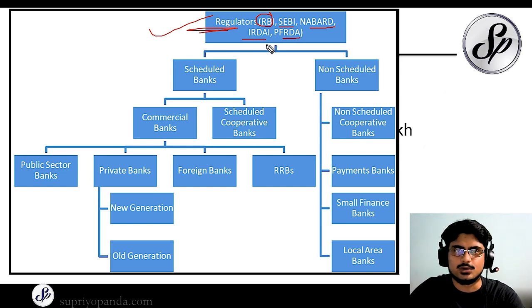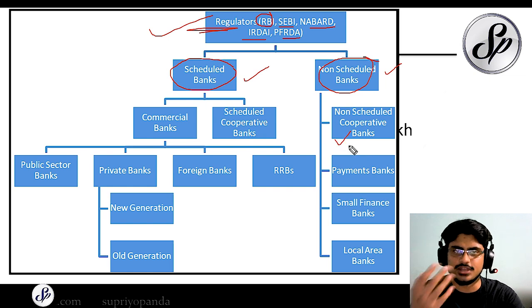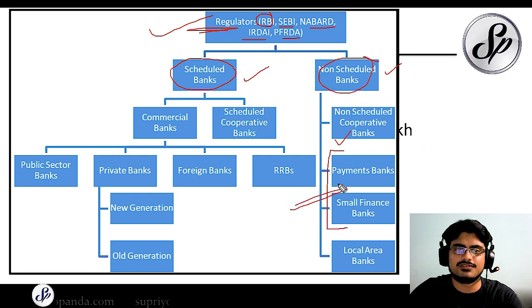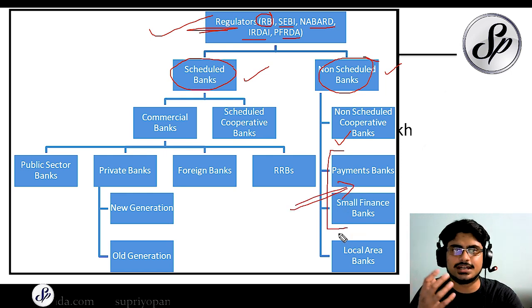After the regulators, the next level has scheduled banks and also non-scheduled banks. We just took a look at the differences between the scheduled banks and the non-scheduled banks. That's what you need to remember. Now coming to the types of non-scheduled banks, we have non-scheduled cooperative banks. Cooperative banks we are going to look at a little bit later, so leave it for now. Then you have the payments banks, the small finance banks, and the local area banks. The payments banks and the small finance banks, these two are very important because they are what we call differentiated banks.